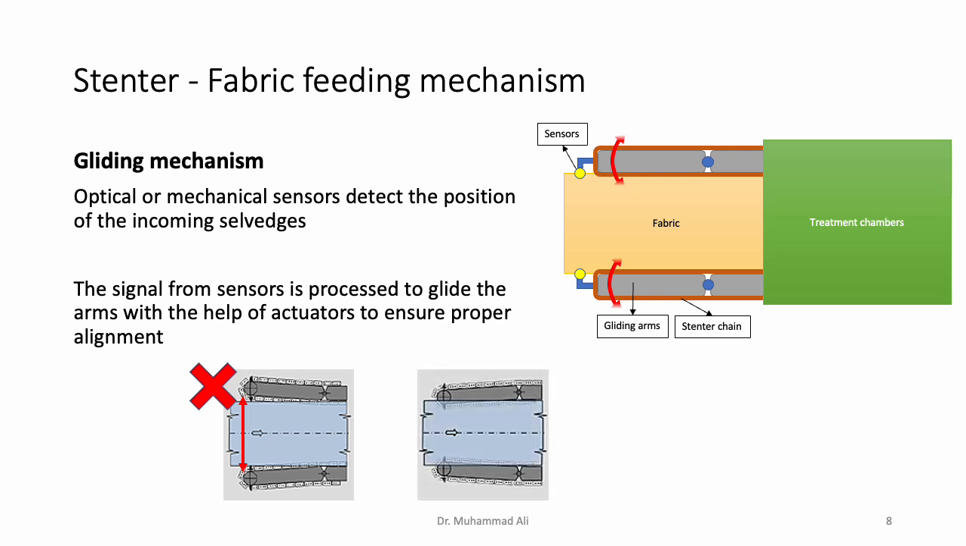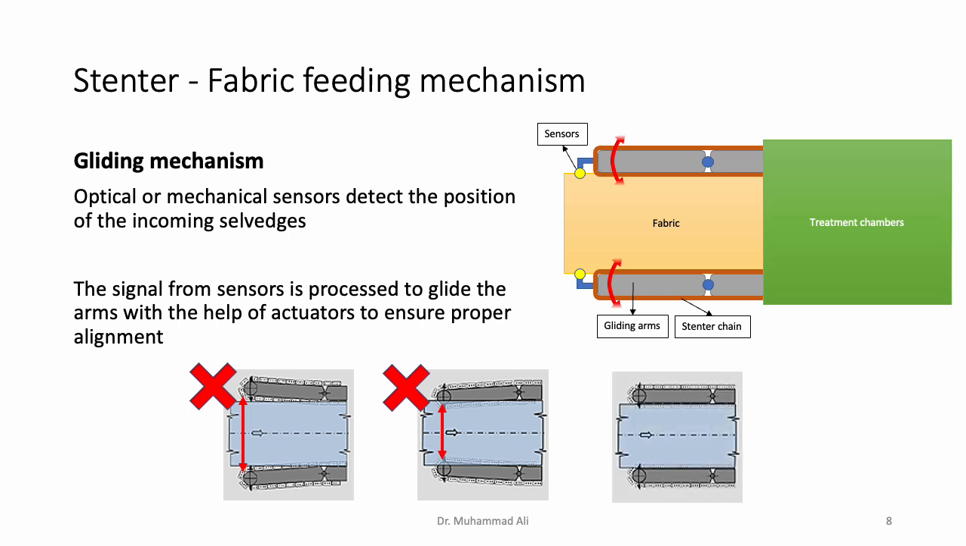If you look at the second image, then the gap between the gliding arms is slightly less than the fabric width. This is again an incorrect configuration for the gliding arms, and it will result in fabric damage. In the third image that you can see here, the gap between the gliding arms is exactly equal to the fabric width, and this is what has to be maintained at all times. So this is the right configuration or right adjustment of the gliding arms, which should be done automatically by the sensors and the actuators.